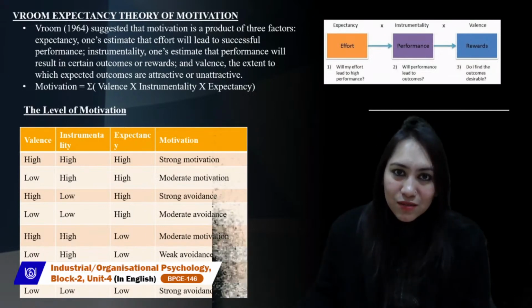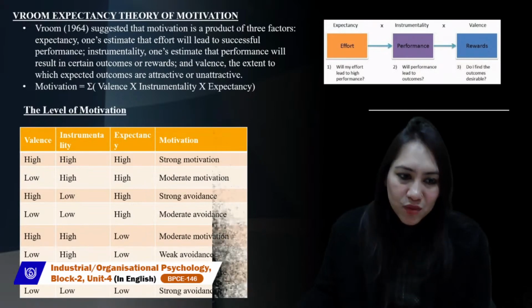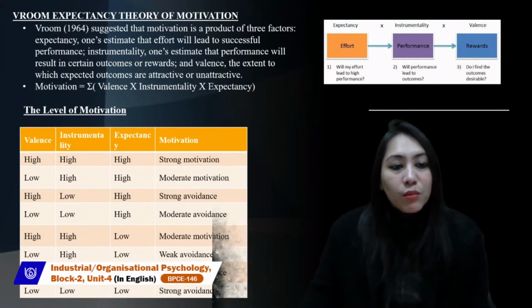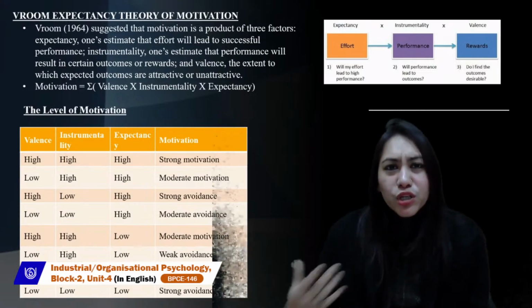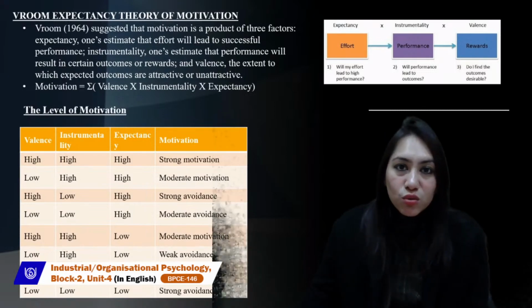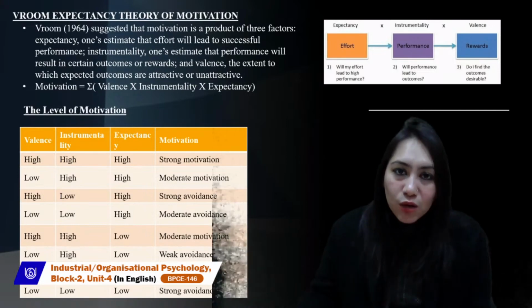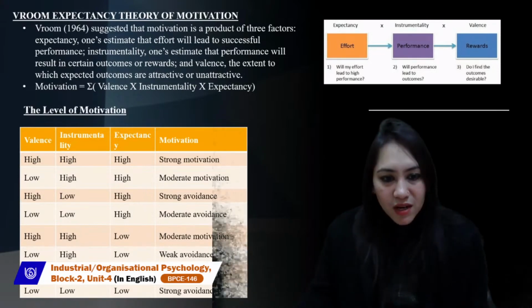So if we feel like that, fine, the reward is not coming, but the task needs to be completed. Then this one is moderate. Then we come to high expectancy: you put in a lot of effort, but there is no performance coming, you do not get an output, but the reward is very high.